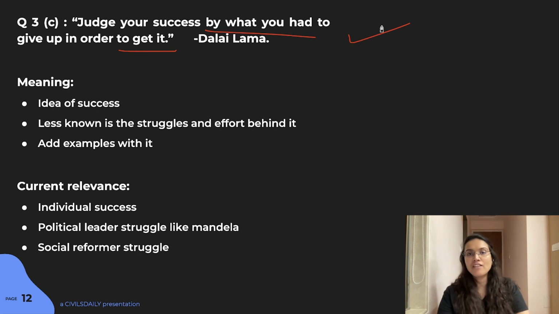Again, ethics has the flexibility of having a lot of different dimensions that you can write. Every person thinks in a different way, but these are some basic points that you can bring into your answer, right? So the third question is talking about how you judge your success by what you had to give up in order to get it. Again, you start with the meaning of the idea of success. Usually when you talk about success, it looks like a very colorful idea. You look at the UPSC topper and you think, oh my God, this is such a great thing.